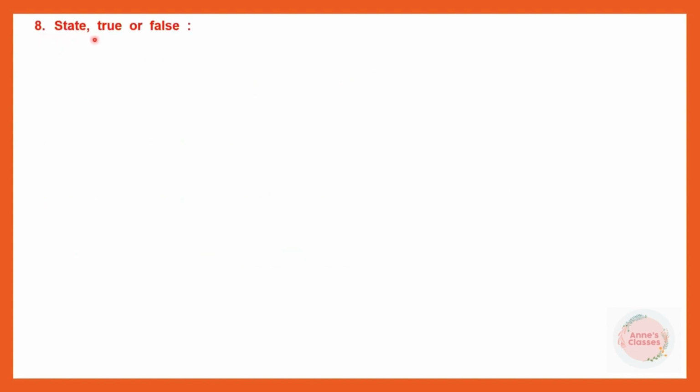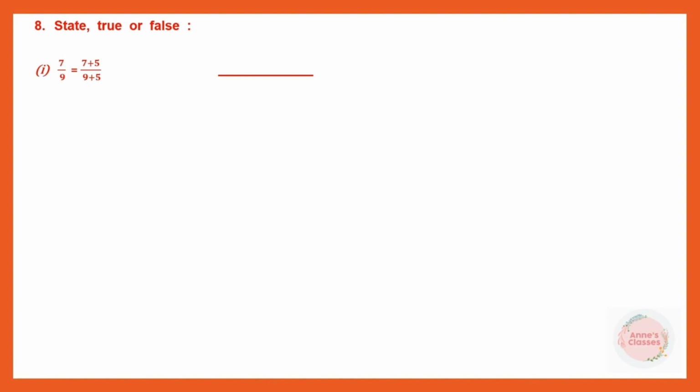Question 8. State true or false. First statement. Here it says 7 by 9 is equal to 7 plus 5 by 9 plus 5. That is, if we take this rational number and add 5 to the numerator and denominator, does it become equal to this? That is a statement. We should write true or false. If it's equal to this, we say true. If it is not equal, we say false. So we have to work out this part.